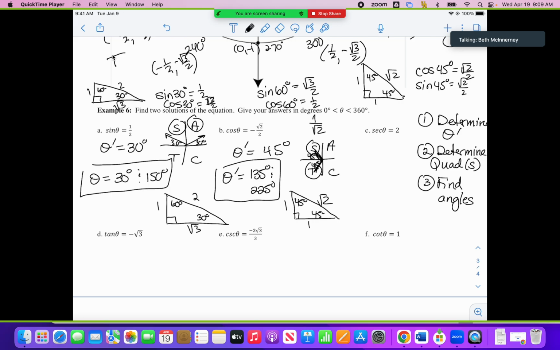All right. Letter C, secant theta equals 2. All right, I'm a little confused with this one. Not really, but I'm going to pretend, okay? I look at that and say, I don't know what to do. So what do we do? Ideas. Okay, let's play the what do I know game. Mia?